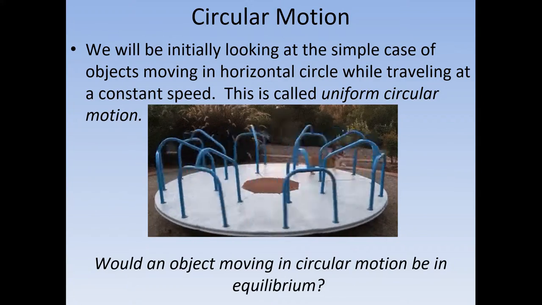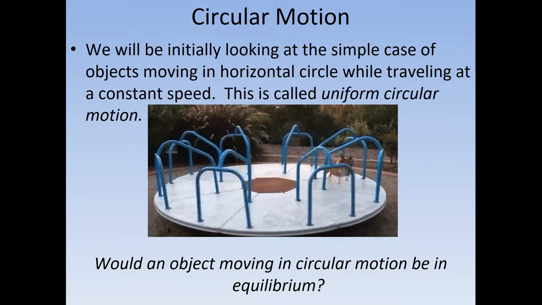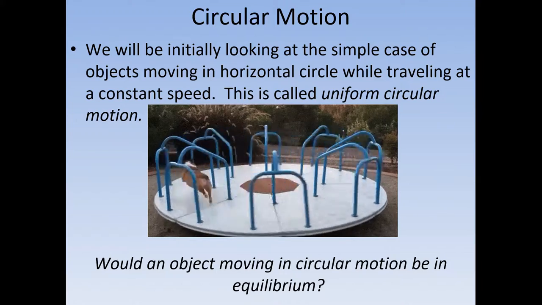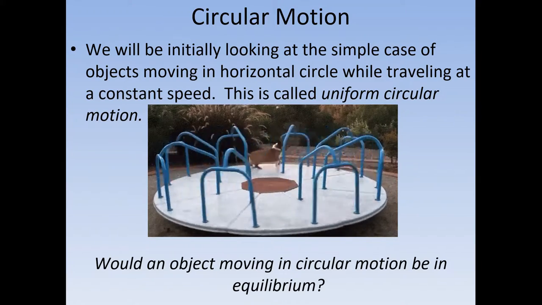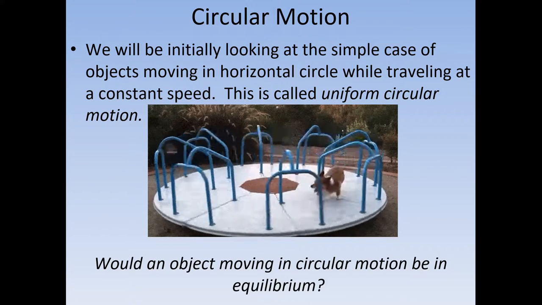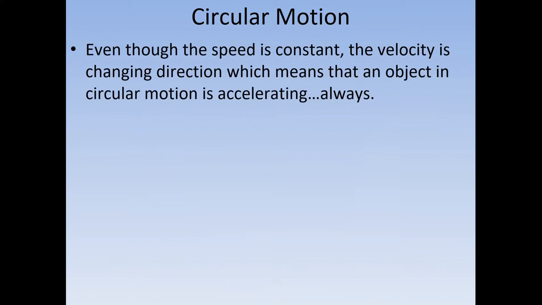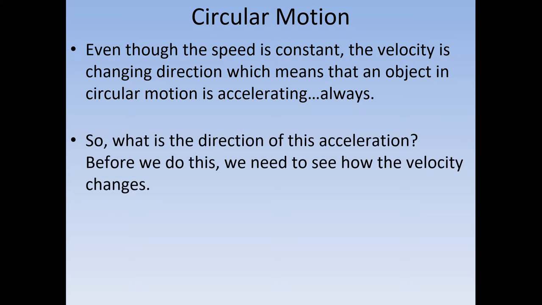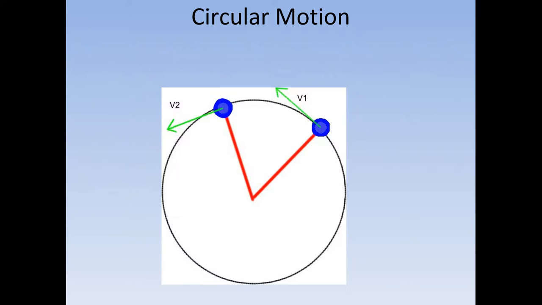Recall that it's all about whether or not the velocity changes. So if the velocity remains constant, then your object's in equilibrium. The speed doesn't really matter. It's all about the velocity. So, if you're moving in a circle, you're always accelerating. Now, we need to figure out what direction this is. So, there's a few ways to think about it.